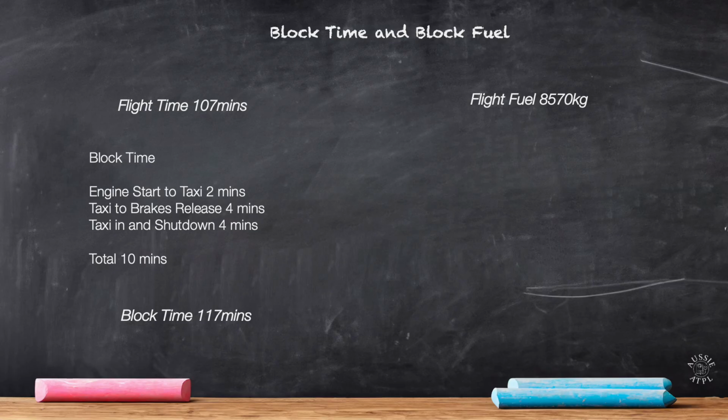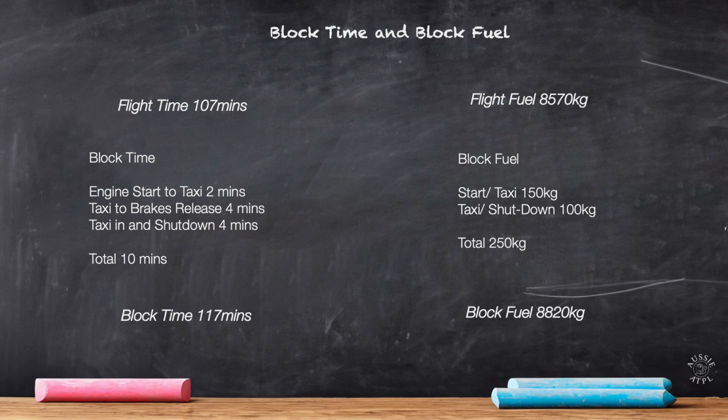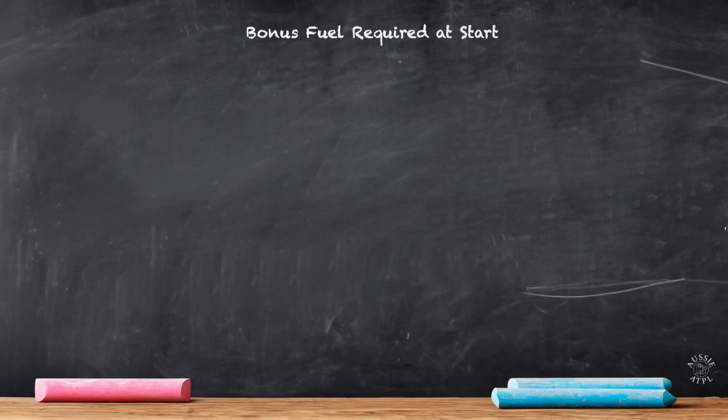Now for block fuel, you head to page 1-17 of the handbook, and you can find the block allowances here. For start and taxi is 150 kilos. For taxi and shutdown is 100 kilos, totaling 250 kilos. So you simply add 250 kilos to your flight fuel to get block fuel, which will give us 8,820 kilos.